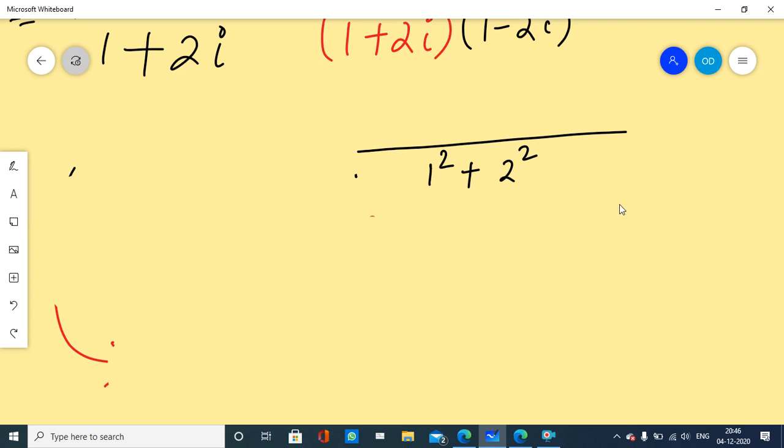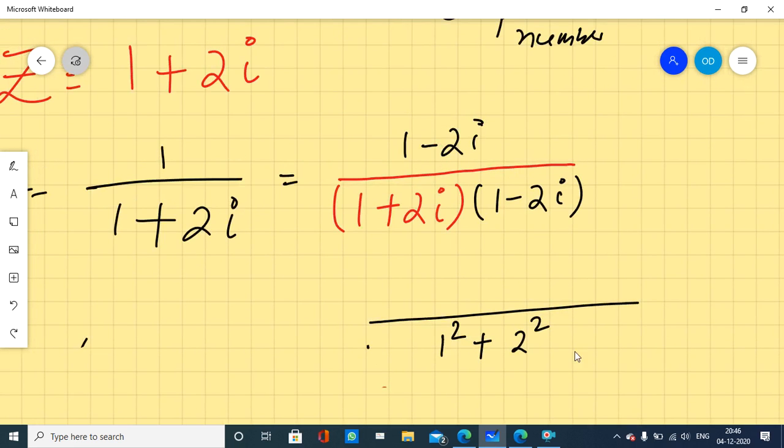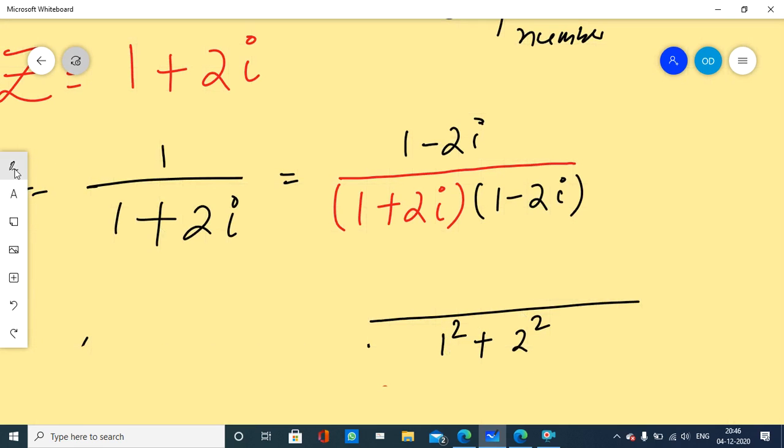Do you see that by doing so, I have gotten rid of i on the denominator? Now there is no i on the denominator, right? Got it? That was our target. Okay, have we made any changes to the value of the complex number?